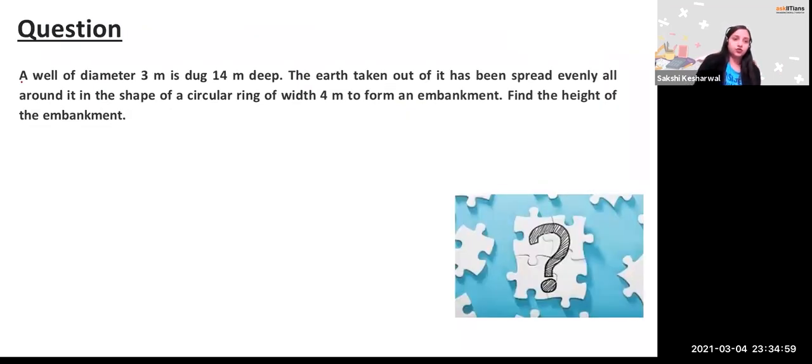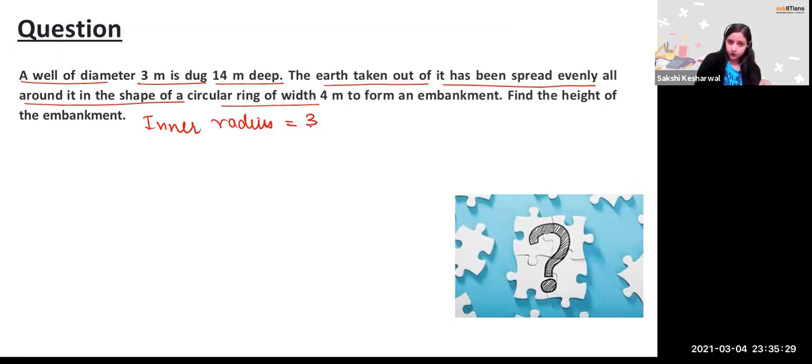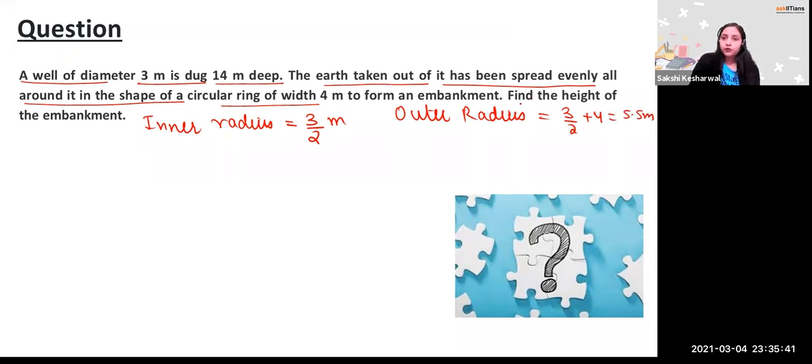Now let's come to the next question. This is the same question which we have done. The well of diameter 3 meter is dug 14 meter deep, right? The earth taken out of it has been spread evenly around it in the shape of a circular ring of width. Now, width is given. When the width is given, you know both the radii. What is your inner radius? That's the same figure. Inner radius is equal to how much, beta? 1.5 meter. Outer radius is going to be how much? 1.5 plus 4, which is equal to 5.5 meter, right? To find the height of the embankment.